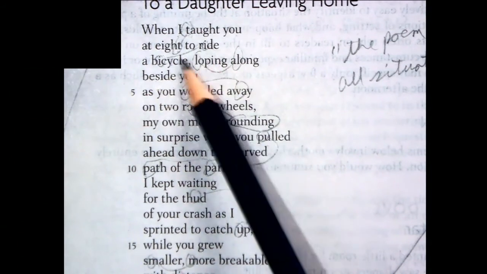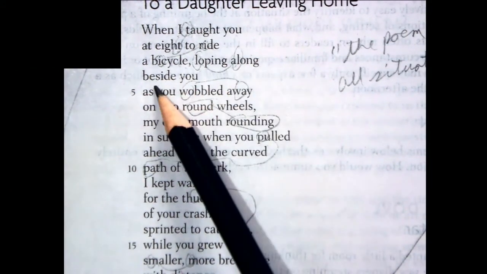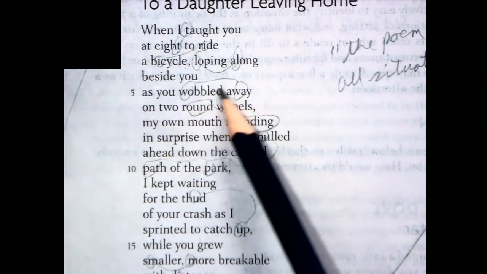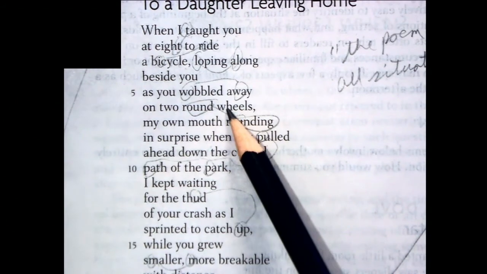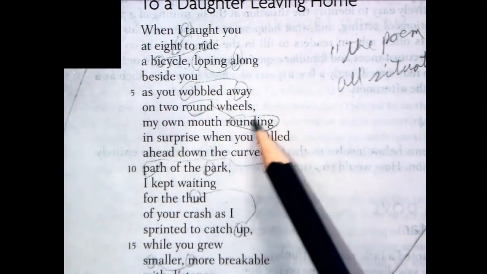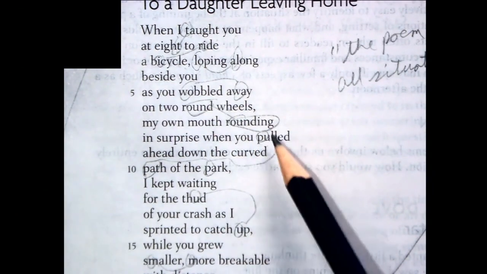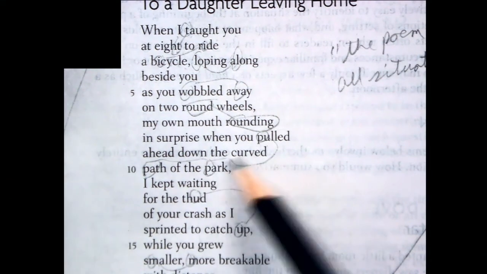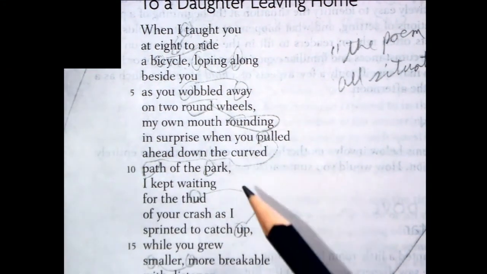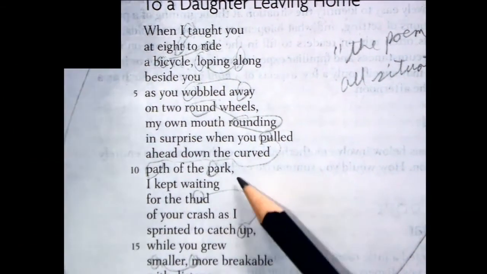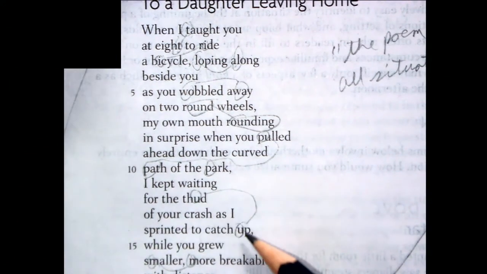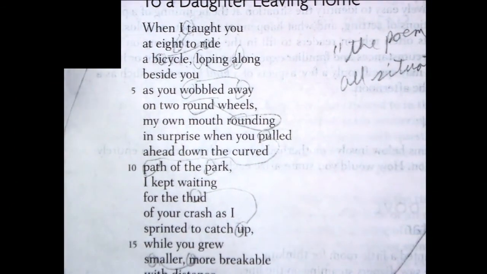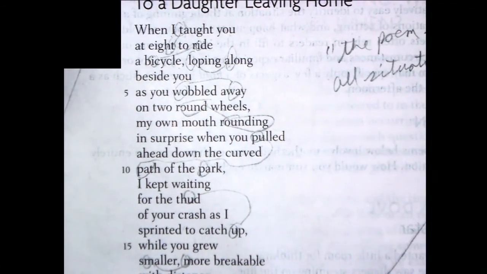Right? The L sounds in bicycle, loping along beside you. Again, we have ride and beside, so there's kind of an internal rhyme going on there. The alliteration of wobbled away, where you have those W sounds, and the W sound in wheels in the next line. Round and rounding, right, in adjacent lines. Pulled, path, park, we get a lot of alliteration in those 3 lines, right? You pulled ahead down the curved path of the park, where you have those 3 P sounds just popping off of the page at us, right? And the U sounds of curved, thud, and up. So the poem does a lot with sound, even though the scene, the situation it captures is pretty simple and pretty straightforward.